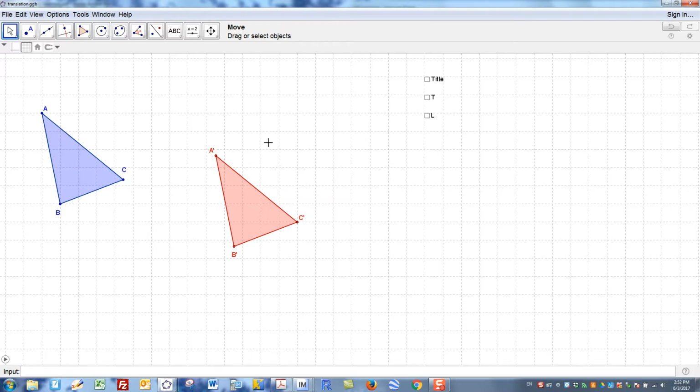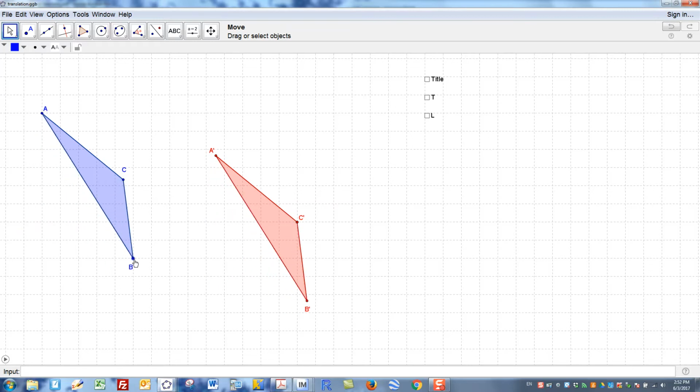Oftentimes what I'll do is show a picture like this and animate a point and ask students, well, what do you notice about the two triangles? And usually they say, I notice that the two triangles are congruent. And I say, well, more than that. If I moved from B to B prime, would it be the same movement from C to C prime, A to A prime? And usually they'll say yes.